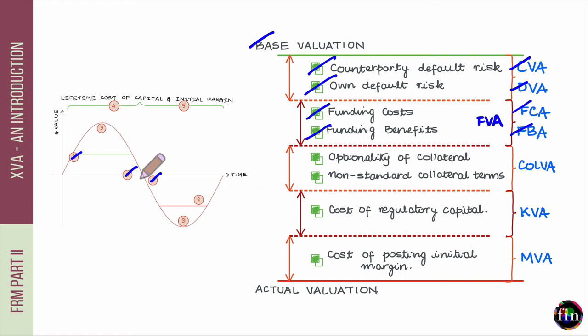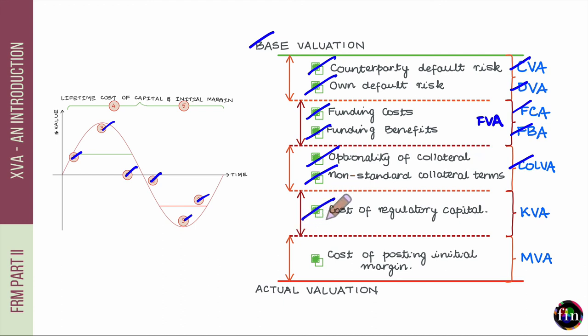Then coming to heading number 3. Heading number 3 was related to collateral. In this, I would include the cost or benefit associated with optionality and also with a non-standard set of collateral terms, for example, unequal thresholds. So the present value of all future expected costs and benefits associated with collateral would go into the collateral valuation adjustment, ColVA.